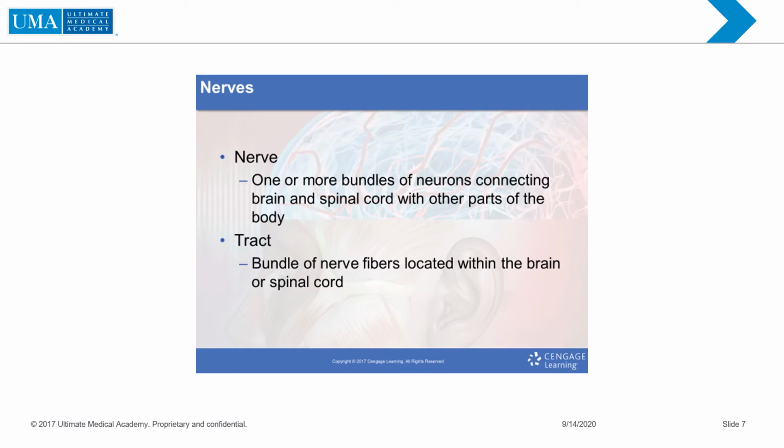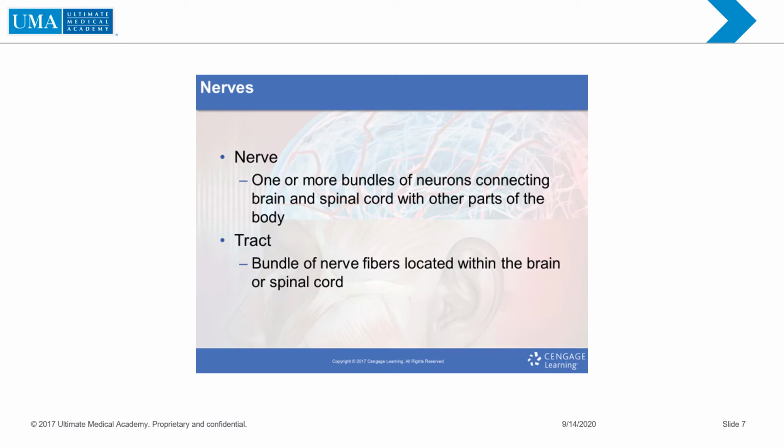Now we're moving on to the nerves of the body system. Here, a nerve would be one or more bundles of neurons that connect the brain and the spinal cord with other parts of our body. And then a tract is simply a bundle or a group of nerve fibers that are located within our brain and spinal cord.